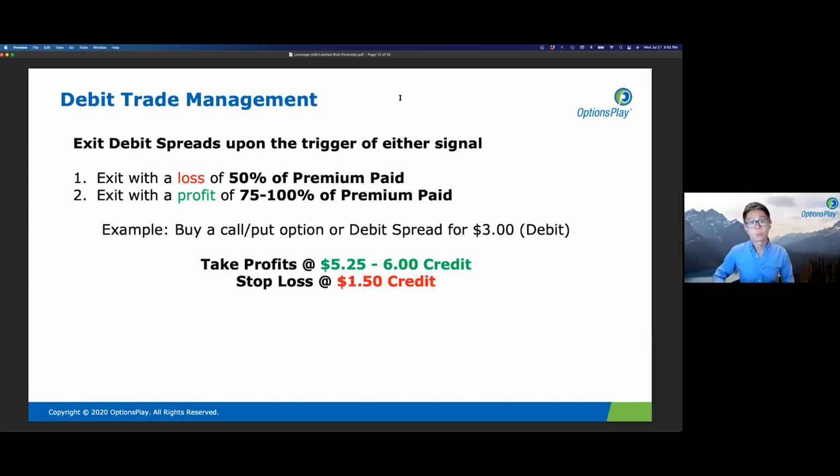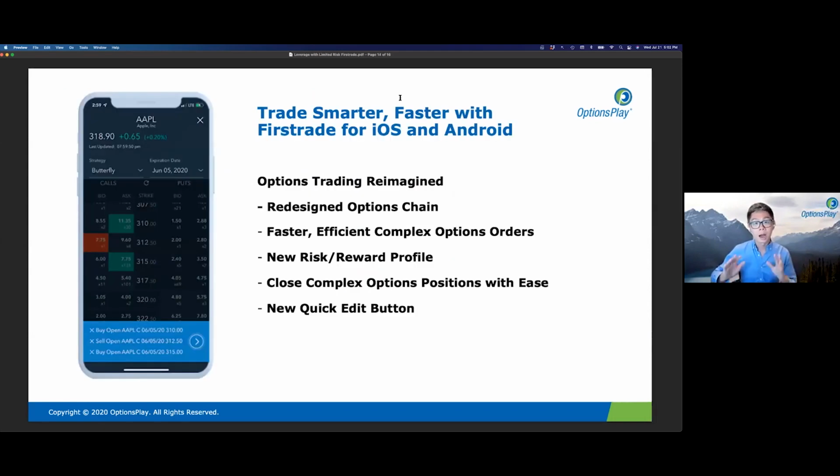So with that, that covers what I wanted to share with you here today. I hope that this was helpful in giving you a better understanding as to how to get started with options trading and the mentality that you need to have to become successful in options trading.